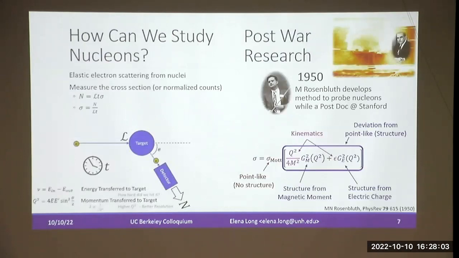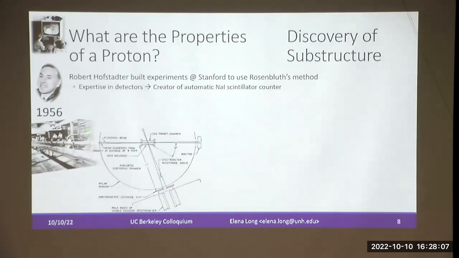So the theoretical work for this was done by Rosenbluth, and then some of the early experimental work for this comes from Robert Hofstadter, who built experiments at Stanford using Rosenbluth's method. He had a large expertise in detectors in particular, creating these automatic sodium iodide scintillation counters, so that way his students didn't have to look through the microscope quite the same anymore. We now start letting electronics do the counting for us.